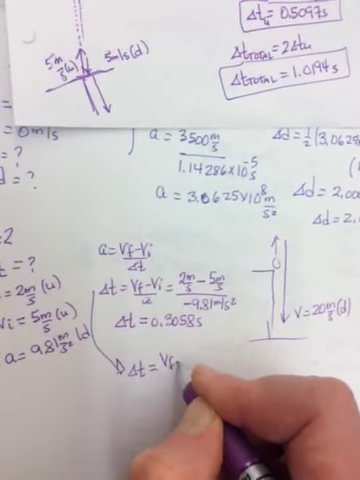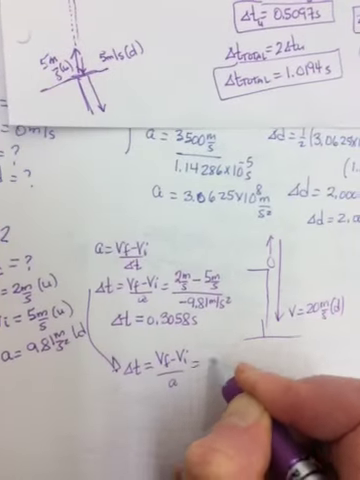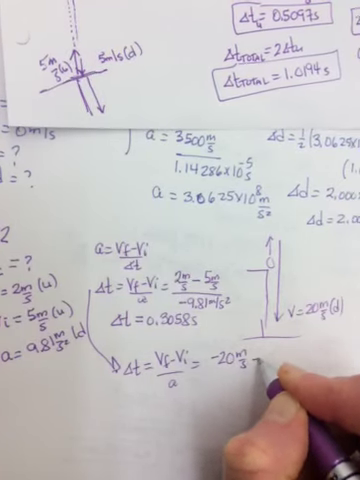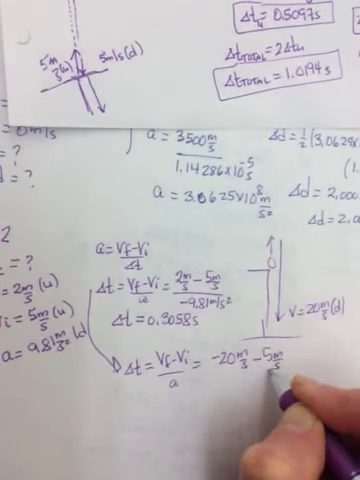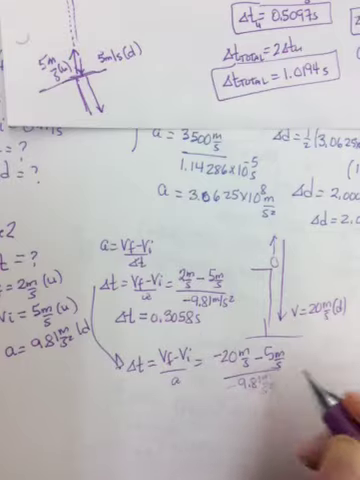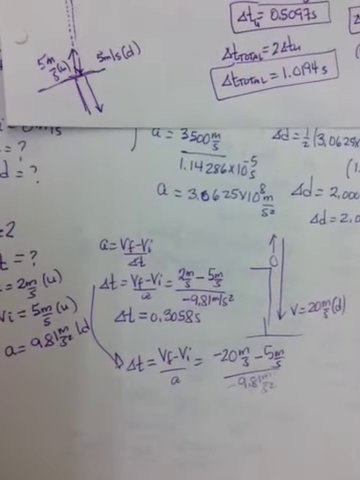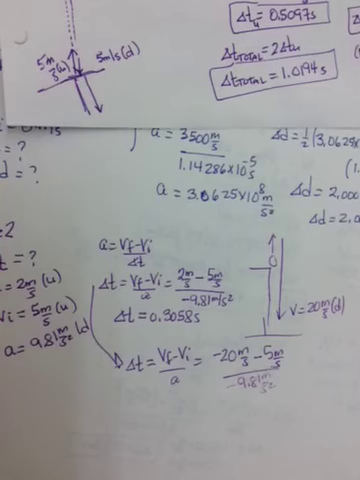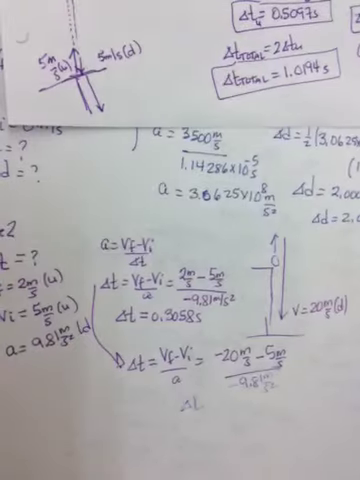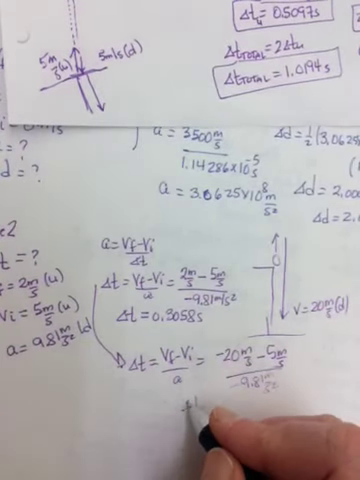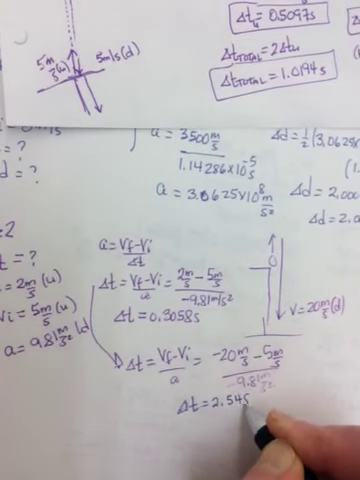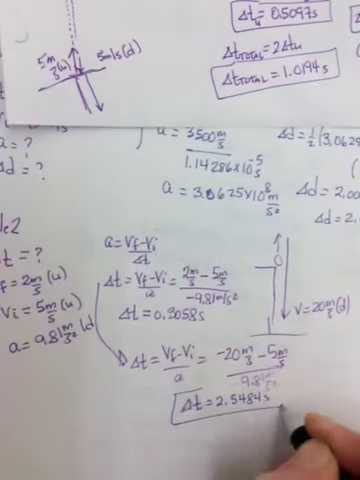So you could do that, and if you did, then using this equation, delta T is equal to VF minus VI over A. The VF would be negative 20 meters per second because it's going down, minus 5 meters per second. That was going up, so it goes in as a positive, divided by negative 9.81, so it'll be negative 25 divided by negative 9.81, which will be a positive, and you'll have a time of 2.5484 seconds.